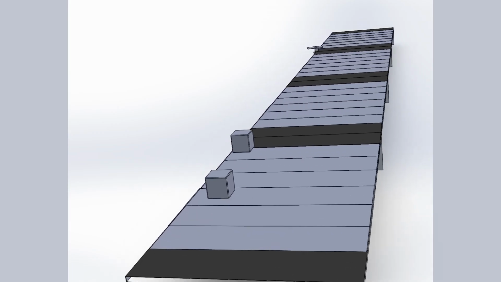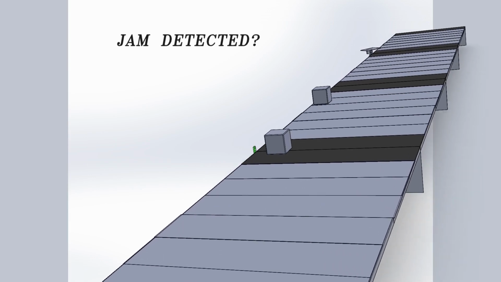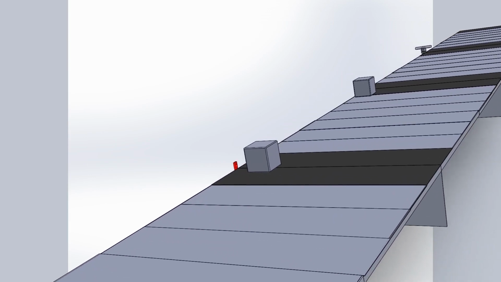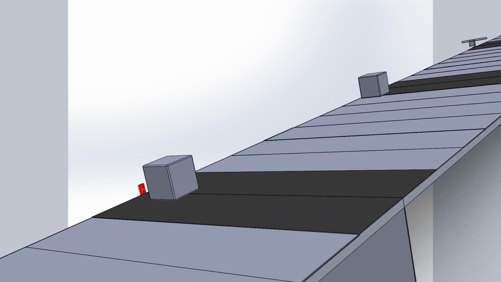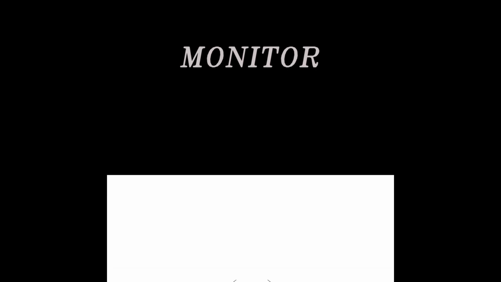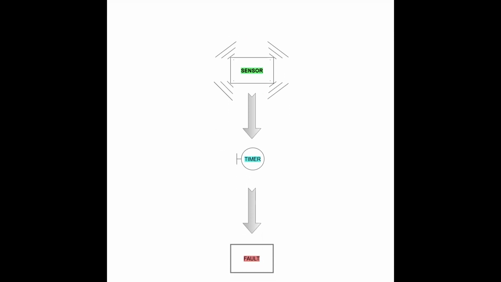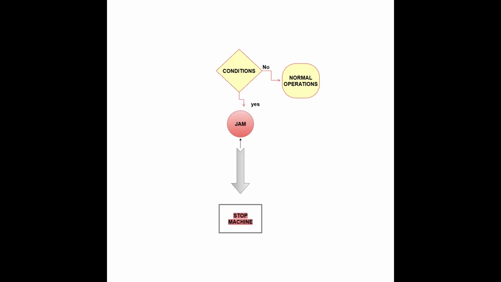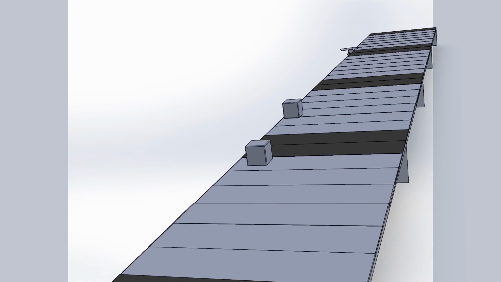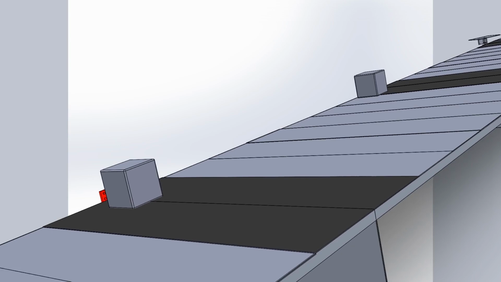Imagine a box becomes stuck at the sorting point. The conveyor continues moving, but the item never leaves the area. To prevent damage, the system must constantly monitor itself. It must detect when something is taking longer than expected. When a fault is detected, the machine must respond safely before the problem becomes worse. And this is where automation becomes far more interesting than simply moving boxes.